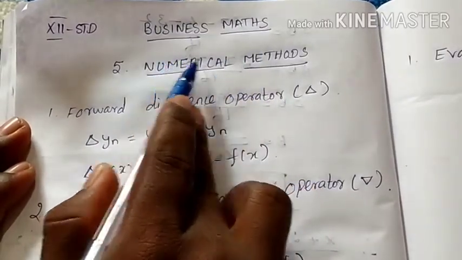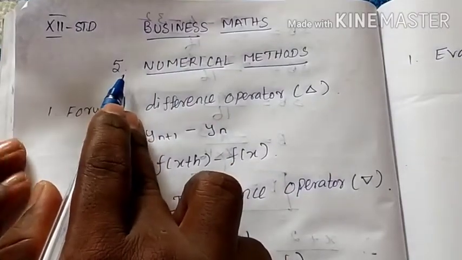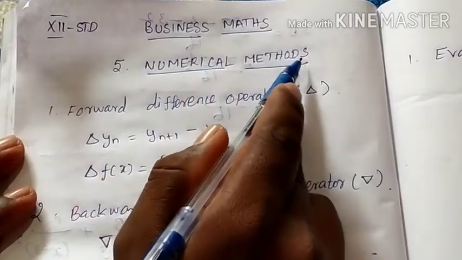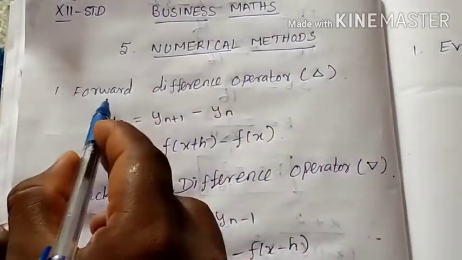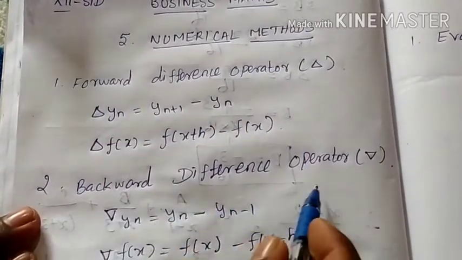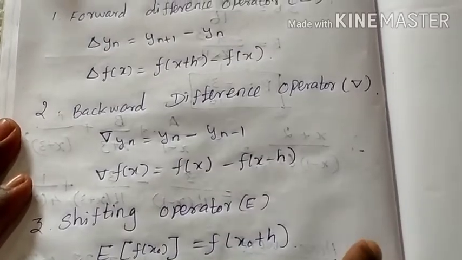Last class we discussed mathematical expectation from the 6th chapter. In this class we are going to see about chapter number 5, numerical methods. Especially we are going to see about forward difference operator, backward difference operator and shifting operator.